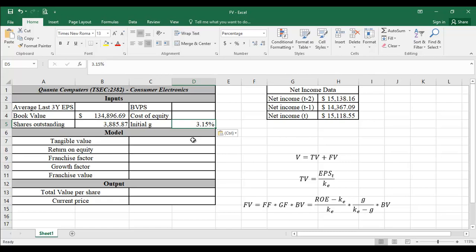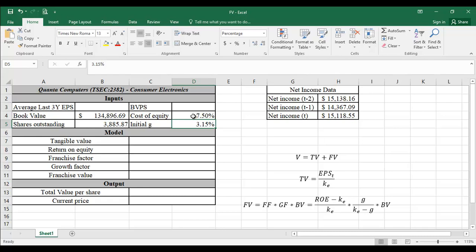Now the last thing that I need to do is to assume cost of equity. I will put 7.5% for the cost of equity for quantum computers. On our website we have a number of educational materials where you can learn how to properly estimate this cost of equity or any other discount rates. And now we are ready to proceed with the estimation of the model.